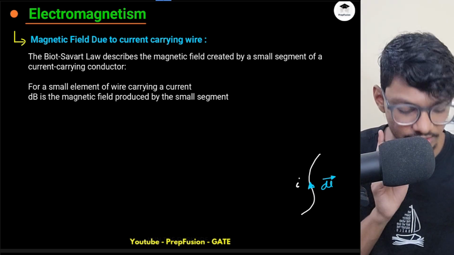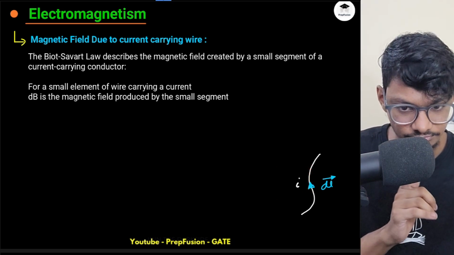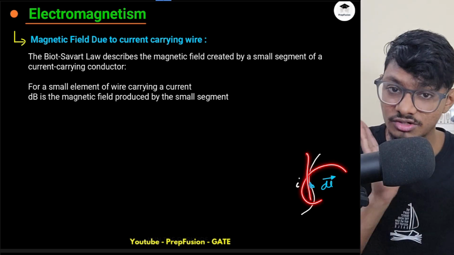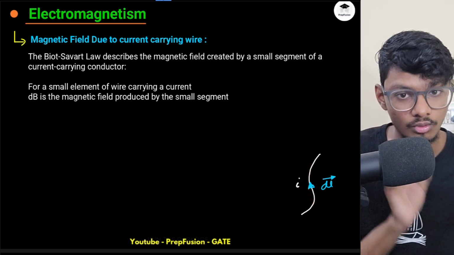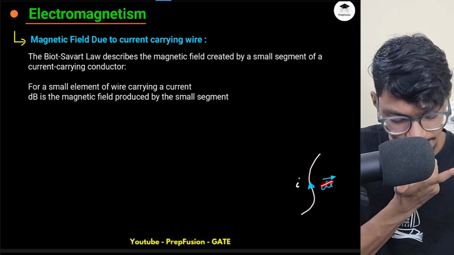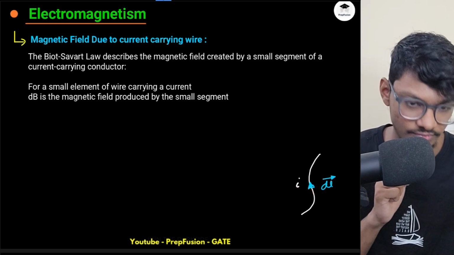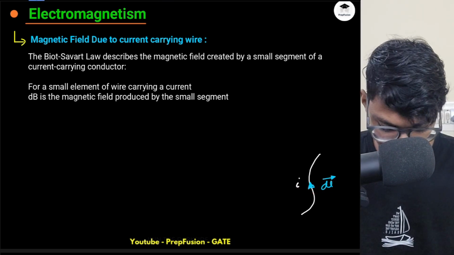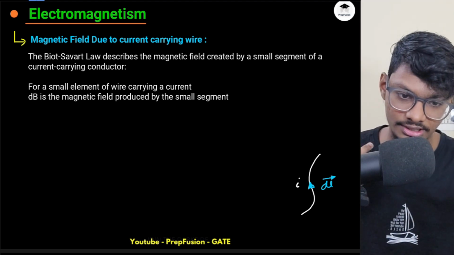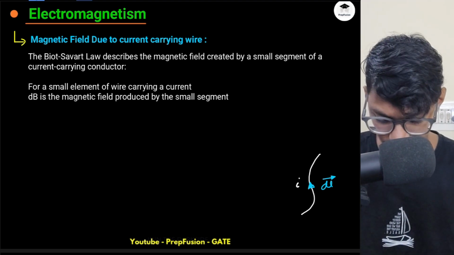That magnetic field will depend on the magnitude of the current, will depend on the dl vector, and also will depend on the sine of this angle. Sine of the angle between what? The angle between here. Obviously it depends on the distance as well.